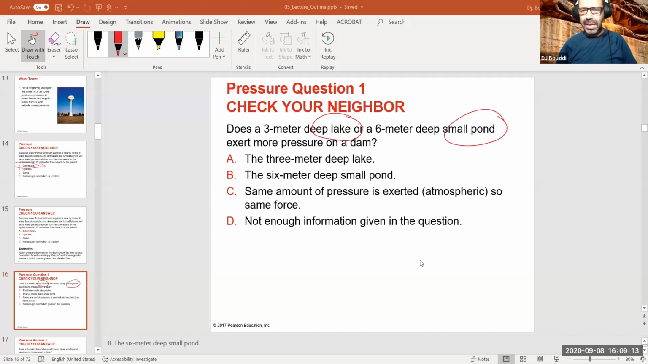Anyway, so Lake Perris versus a small pond, not a big one, too. One of them is 3 meters deep, whereas the other one is 6 meters deep. So in this case, it doesn't matter the amount of fluid you have. It's the depth that matters only. So yes, Masada and everybody else, the correct answer is B, the pond, albeit it has less fluid in it.